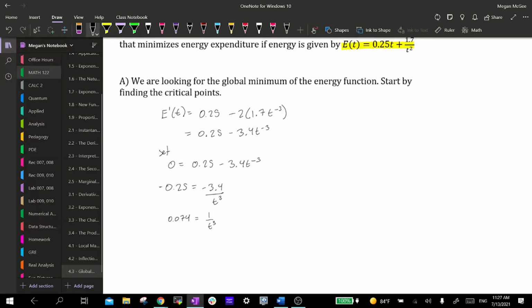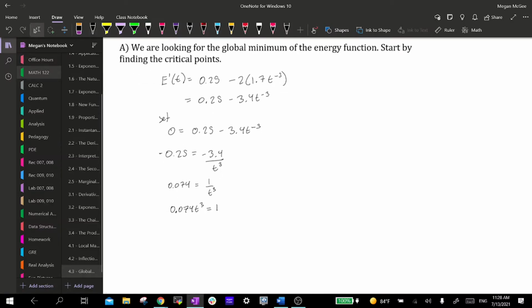And then I want to multiply both sides by t cubed, so I get 0.074 t cubed is equal to 1. And then go ahead and divide both sides by the 0.074. So I get t cubed is equal to 13.6. So if I go ahead and take the cube root of both sides, we'll get that t is equal to 2.39. All right, so this is a critical point because this is where our derivative is equal to 0.